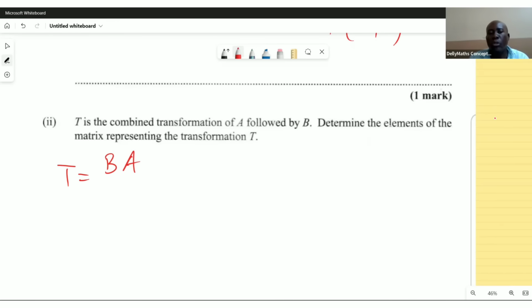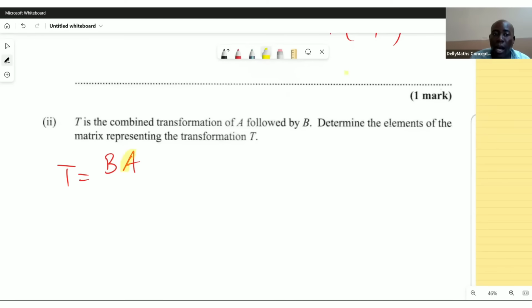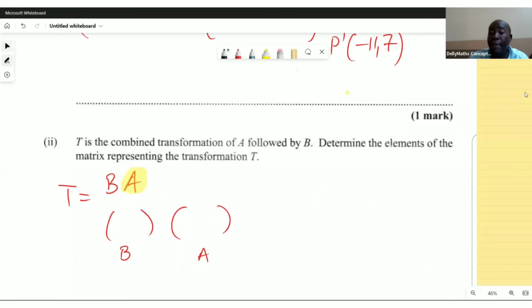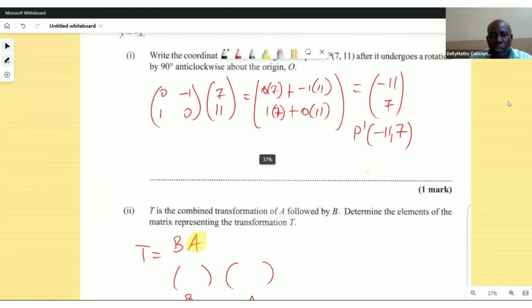All right. So the one on the inside is the one that is used first, just like when we're doing a composite function, which means we have to set up the two matrices in such a way that we'll have the B matrix there and the A matrix there. Remember though, that matrix multiplication is not commutative. So if you put the A to the left and the B to the right, it's not going to be good for you.